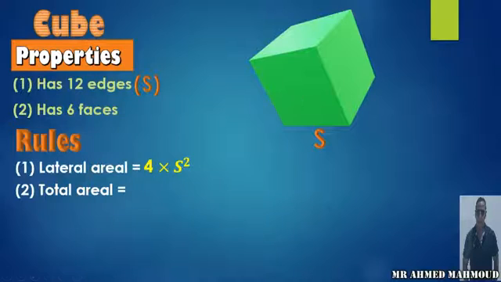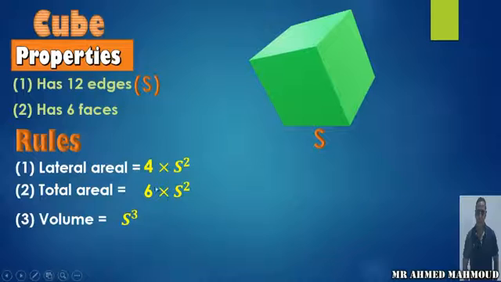The second rule with us is the total area. Since we have 6 faces, the total area equals 6 times s power of 2, because all the faces are equal in area. Next we have the volume, which equals side times side times side, or s to the power of 3. Now we are going to use the 3 rules to solve the next problems. Let's start with the problems.